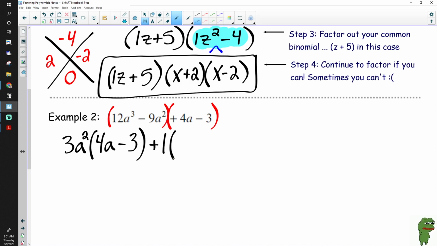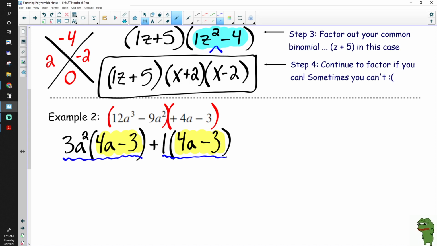A divided by 1 is still just A. Bring down your minus, 3 divided by 1 is still 3. And this is good because, again, we now have these two factors that match. And this is the weird part about factoring by grouping: this right here is all one term, and this is all one term.